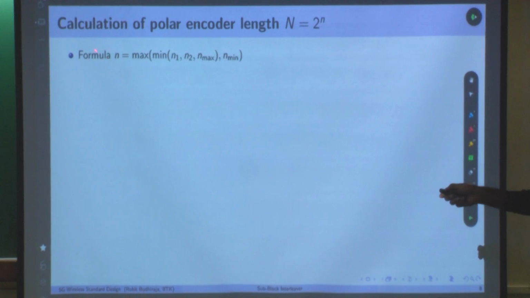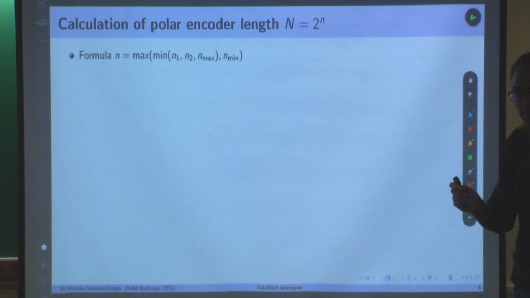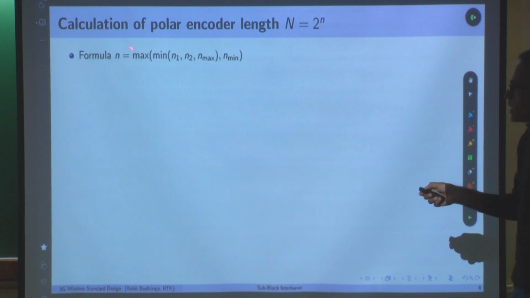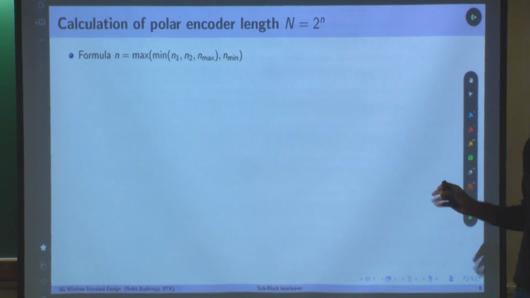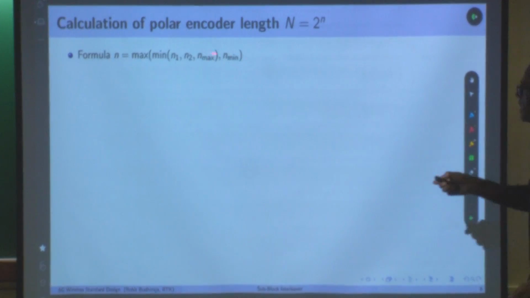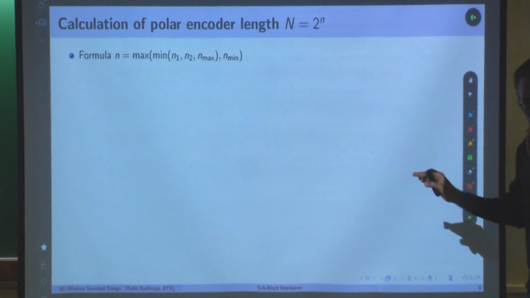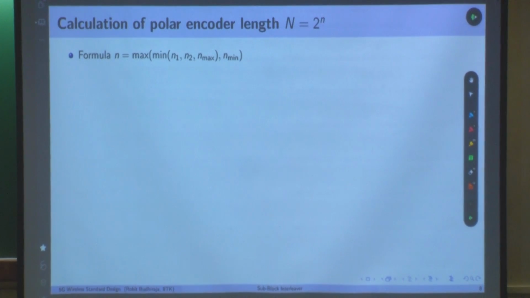If the formula is this, what are we calculating? Small n. What is the relationship between small n and capital N? Capital N is equal to 2 power small n. So if we calculate this small n, you know capital N. This is the formula. Don't get carried away by it; I'm going to explain this in great detail. So what is happening here?